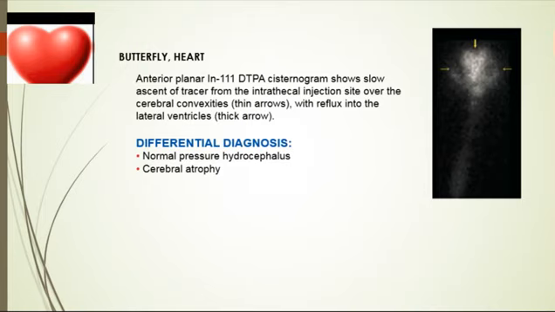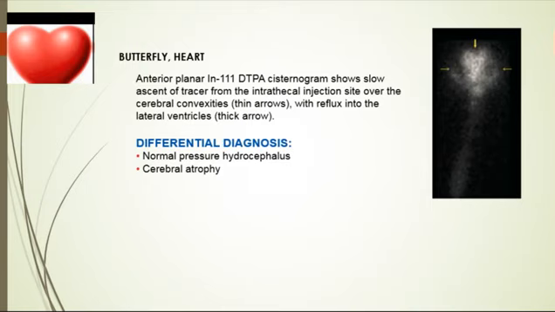Sequential imaging to evaluate the CSF flow. In a normal patient, the tracer ascends in the spinal column to the level of the basal cistern by 1 hour. After 1 hour, you see the basal cistern. Frontal poles and Sylvian fissure by 2 to 6 hours. Okay? The cerebral convexities by 12 hours and the superior sagittal sinus by 24 hours. So you have to know the timing of the CSF flow.